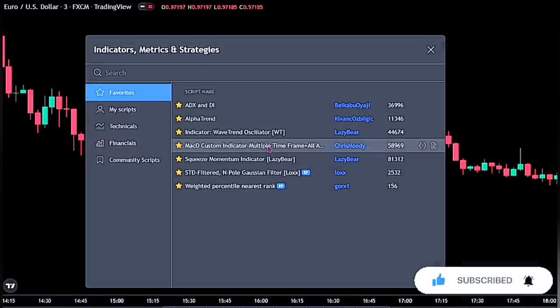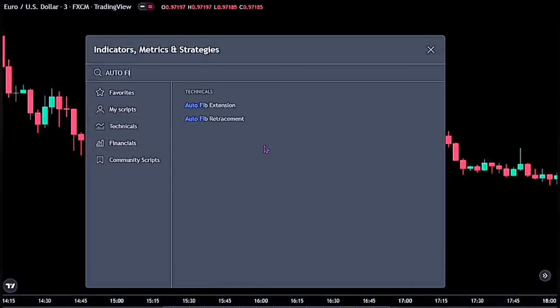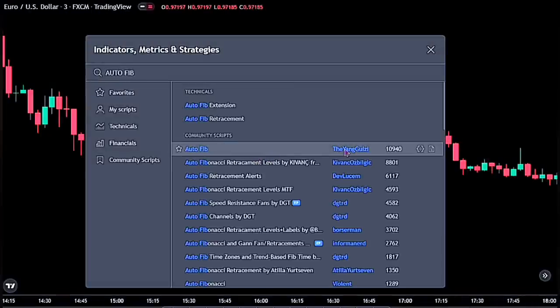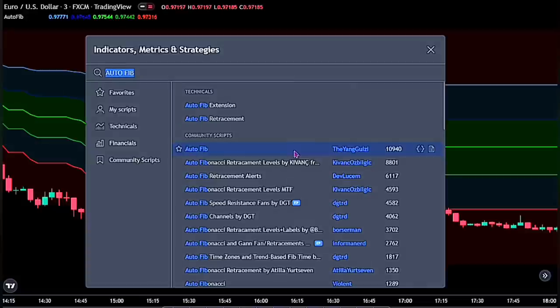Now for the first indicator, go ahead and search for the auto fib by the Yongezi. It plots fib levels between the high and low of a time frame of your choosing. Seems to line up well with custom drawn fib levels.